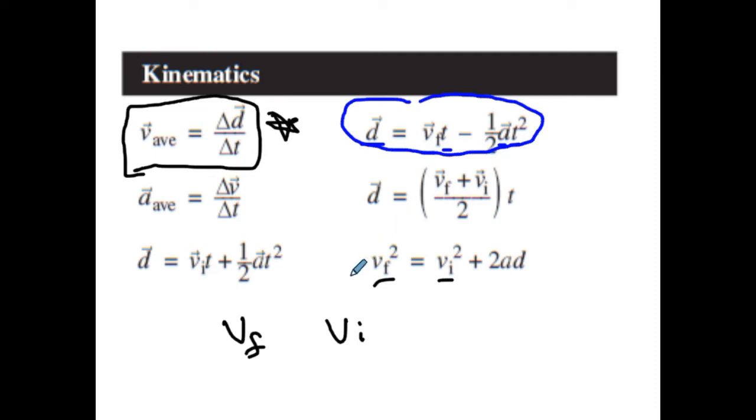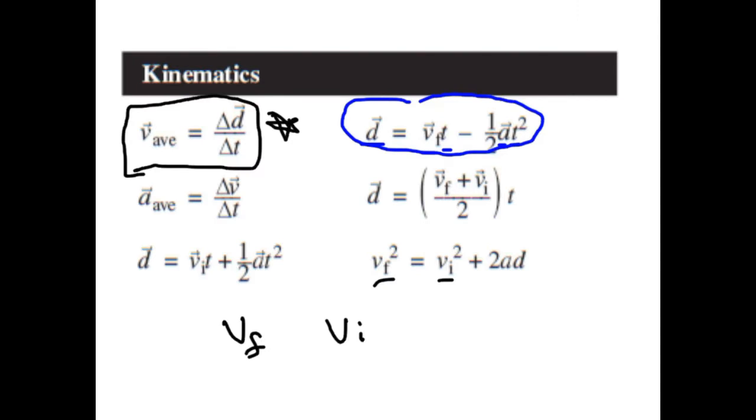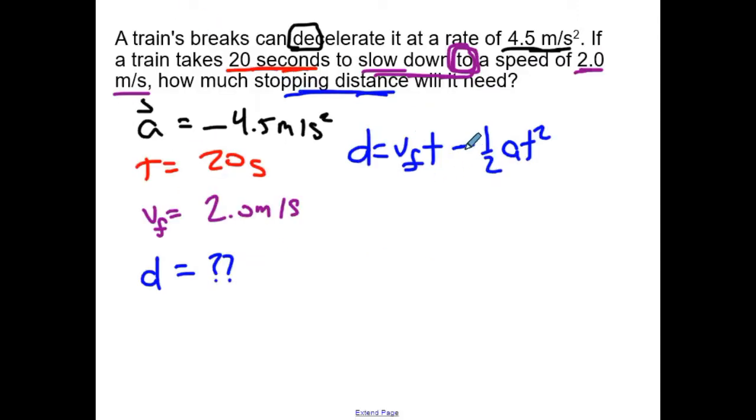And again, that's part of the problem solving: being able to decipher what information I have, and what I can do with it. Now that you realize this is the formula to use, let's give it a try. D equals VFT minus 1/2 AT squared. I'm just going to double check. Yeah, it's the minus formula. One formula involves minus, one involves plus, and they change the final and initial velocities around.